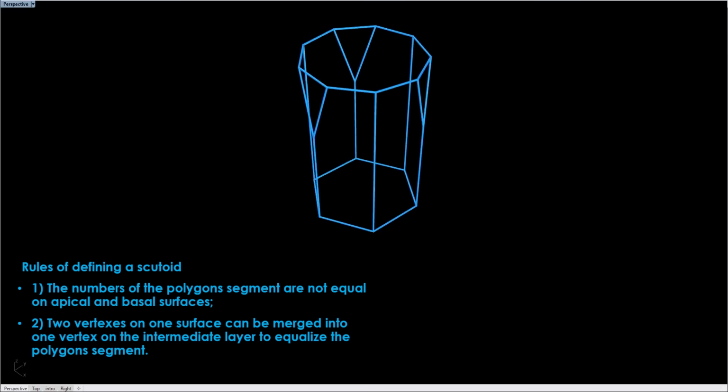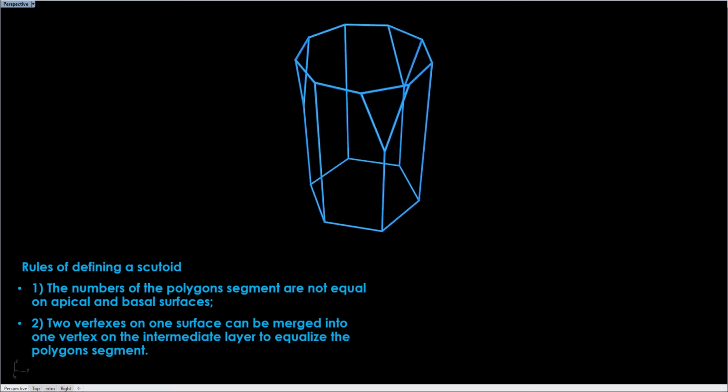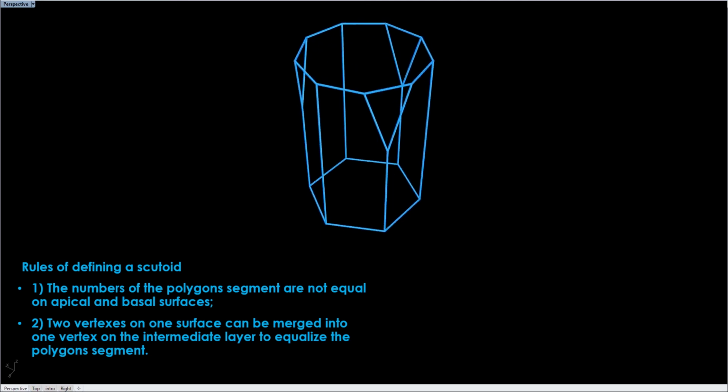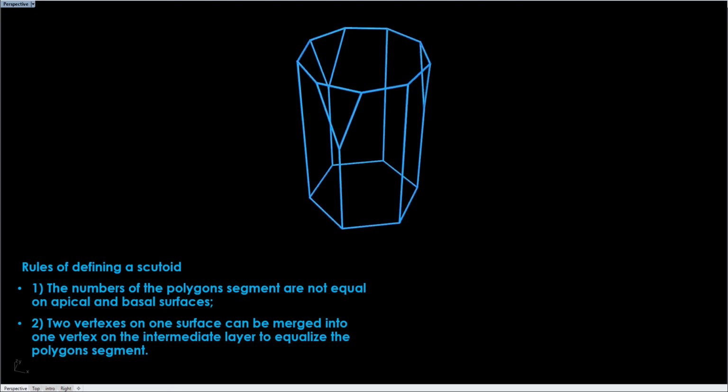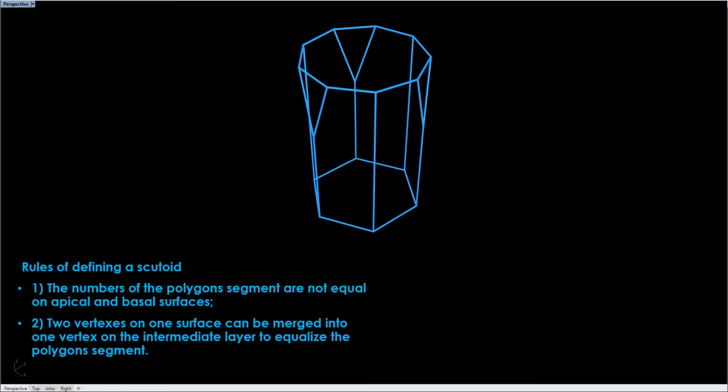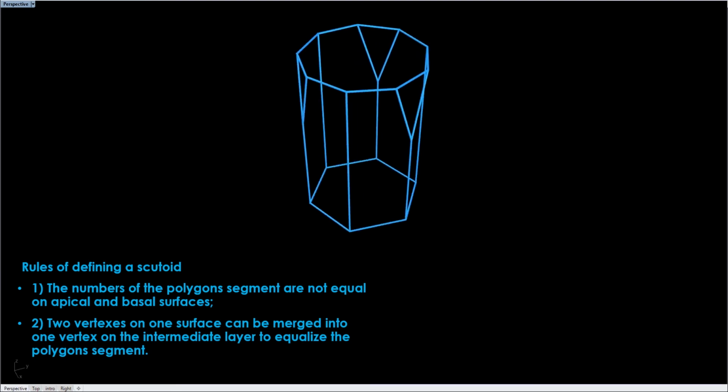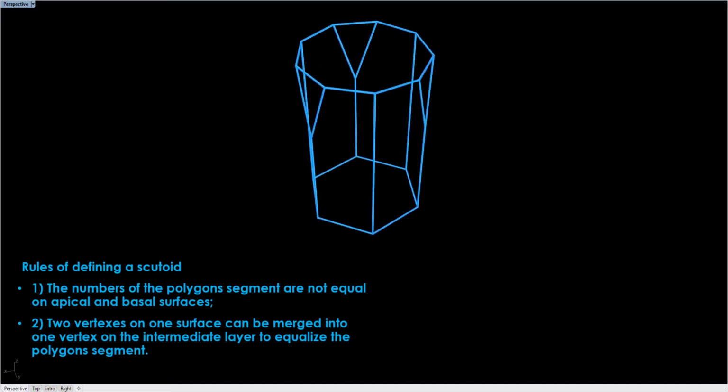These 2 new rules increase the possibility of applying the scutoid mechanism into design space, as the number of polygon segment is no longer a limitation. Based on the 2 rules we defined, even the prismatoid-like geometry that has 9 polygon segments on the apical surface and 6 polygon segments on the basal surface can still be recognized as scutoid.